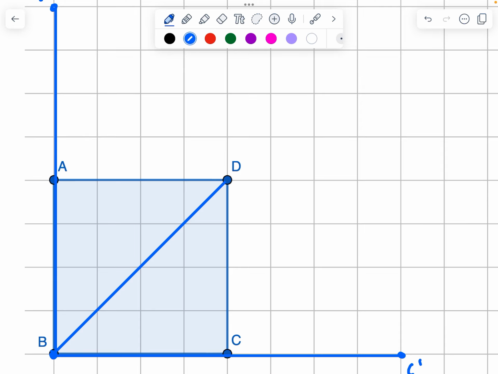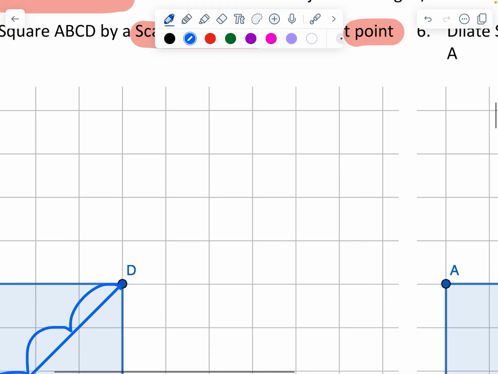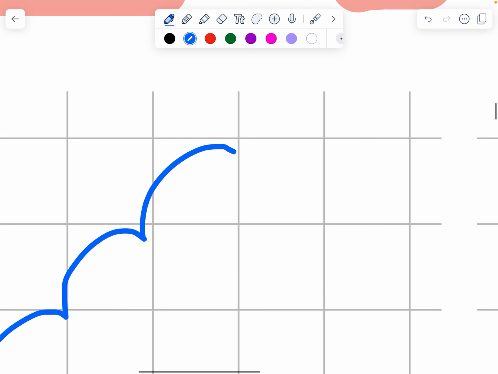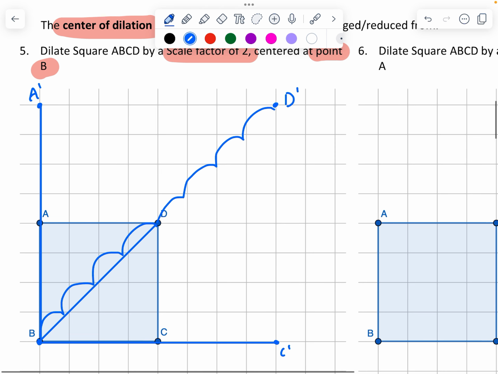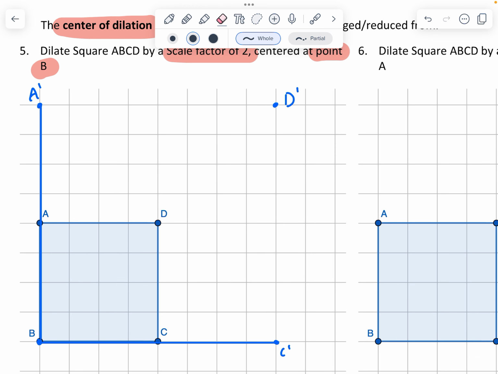So this line is going diagonal. So we're going 1, 2, 3, 4 diagonal spaces away from B. So we know that if we double that, we're going 5, 6, 7, 8 diagonal spaces away. And so D prime would be up there. So that's another way that you can figure out the third point. If it's not in a straight line, it could be in a straight diagonal line.